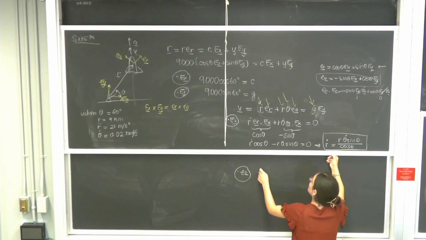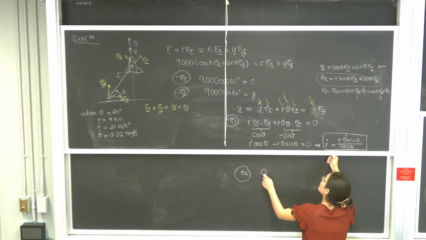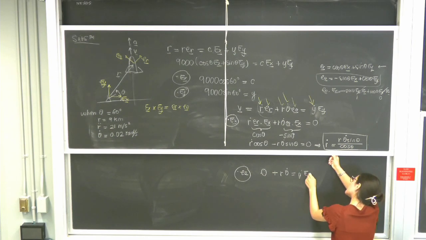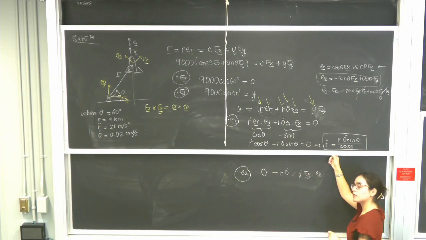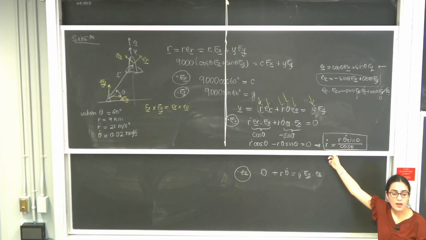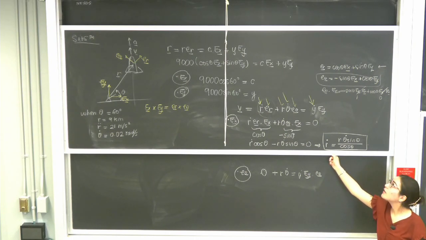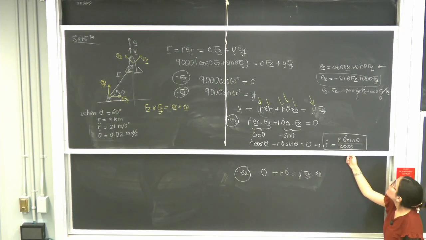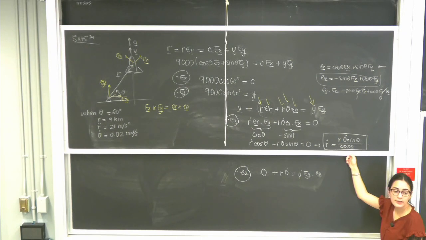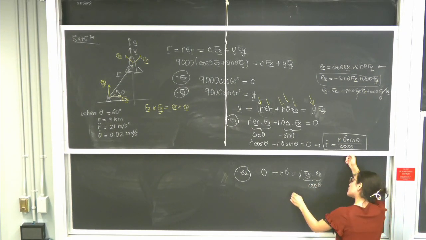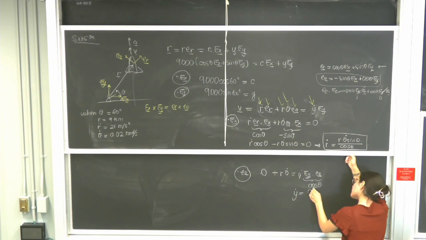And I'll say that R dot ER dot E theta, that's 0, plus R theta dot is equal to Y dot EY dot E theta. Did I make any mistakes? And what is EY dot E theta? EY dot E theta is cosine theta. That's great. So Y dot is equal to R theta dot over cosine theta.